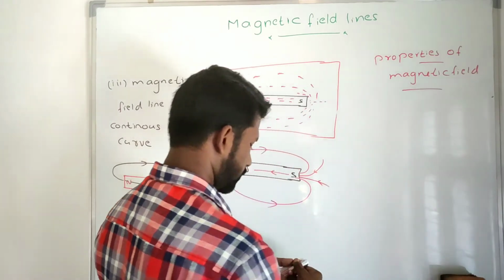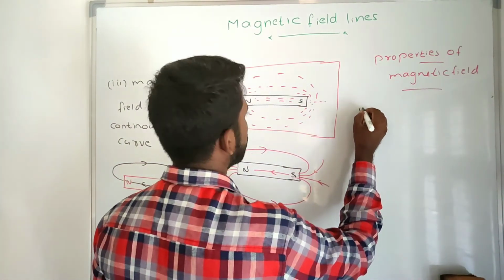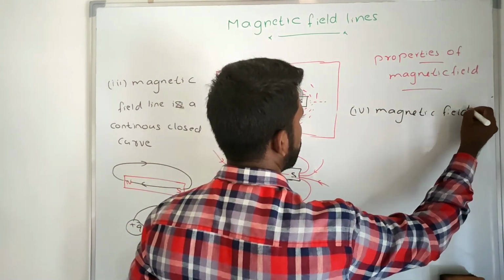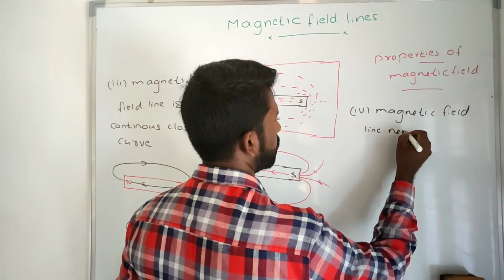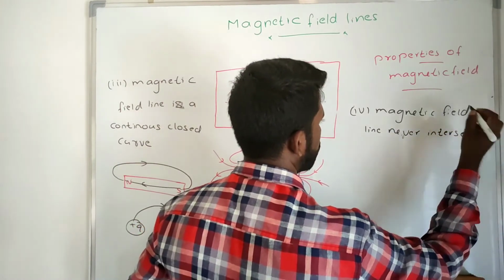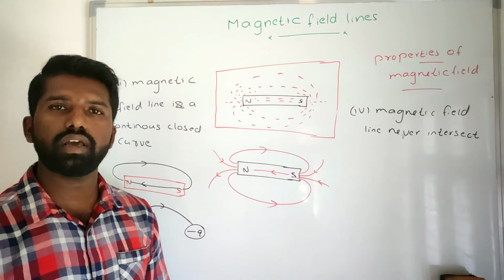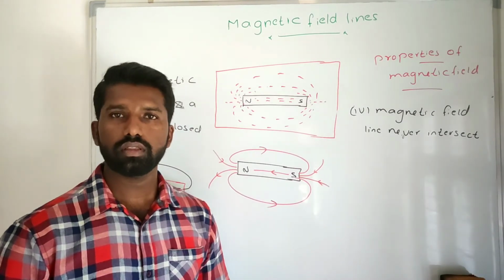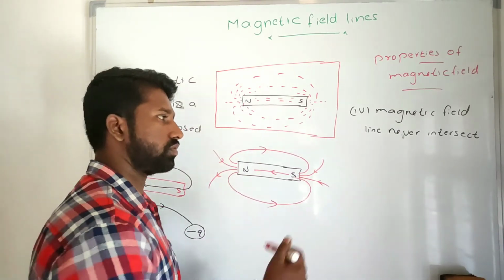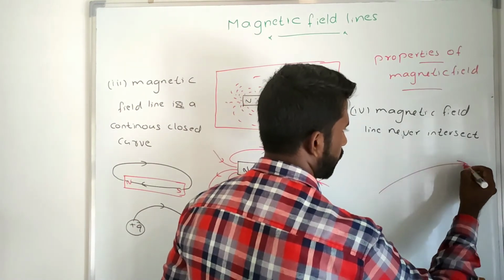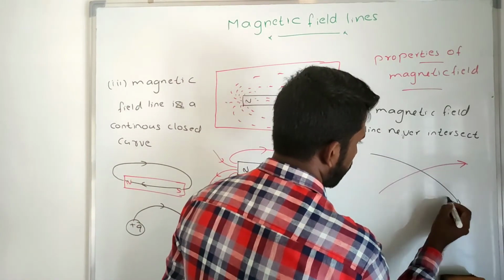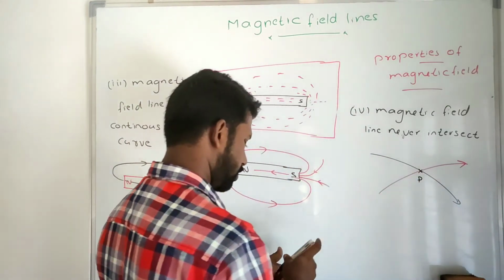Magnetic field lines never intersect. Why? If the magnetic field lines intersect at a point, two directions of magnetic field will be produced at that point. That means you see this. This is one magnetic field line, and this is another magnetic field line. These two are intersecting at this point.